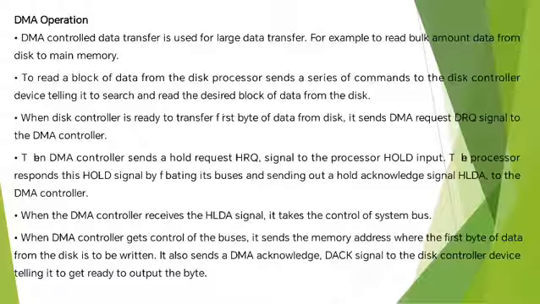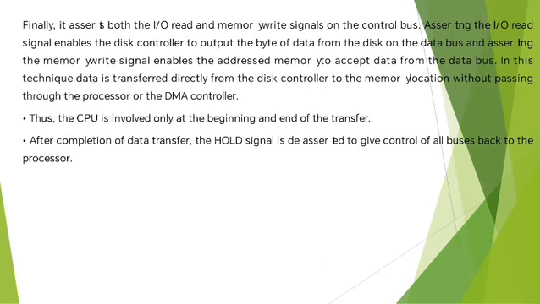When the DMA controller gets control of the buses, it sends the memory address where the first byte of data from the disk is to be written. It also sends a DMA acknowledgement signal to the disk controller device telling it to get ready to output the byte. Finally, it asserts both the input output read and memory write signals on the control bus.